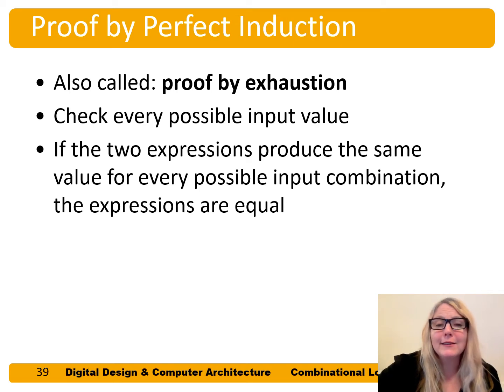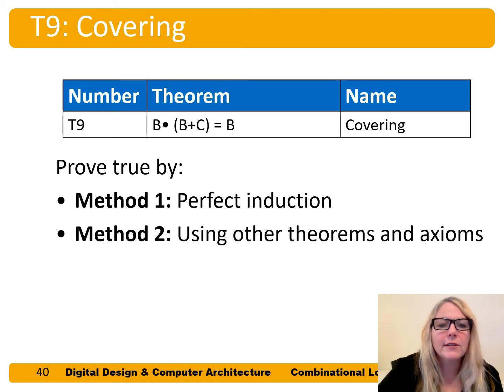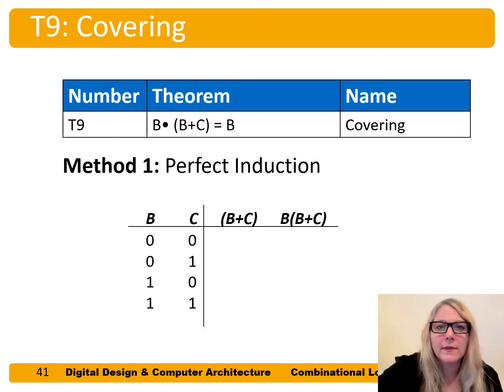And this is pretty easy to do in Boolean algebra because we have a finite number of inputs, right? The input can be either 0 or 1, so we can check every possible input and prove that it's true for all possible inputs. So here's an example of covering. We can prove that B and (B or C) equals B. Let's prove it's true by perfect induction and then using other theorems and axioms. Here we're going to show that covering is true by perfect induction, so by proof by exhaustion.